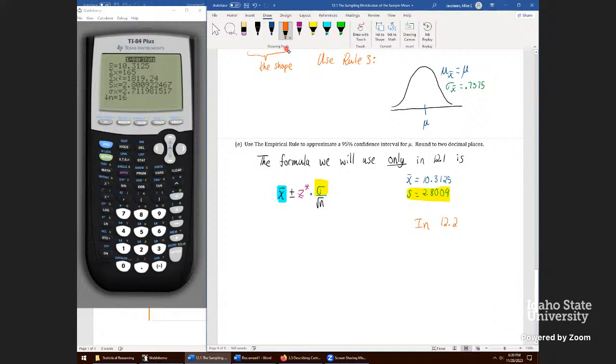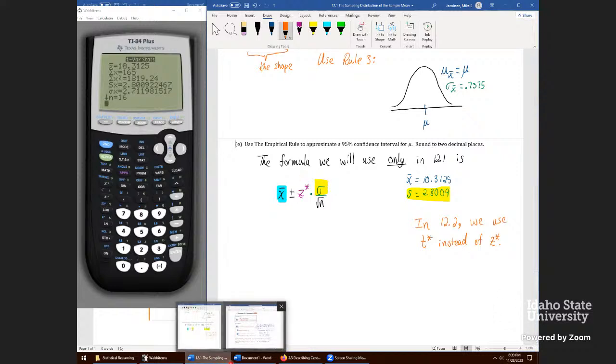In 12.2, we use T star instead of Z star. So when we put in sample data in for sigma, like we're about to do, that value gets bigger. And it gets bigger in a very methodical way. So that's what 12.1 is going to specify, or excuse me, 12.2. But we're not there yet, so we're going to proceed and do this problem like it was done historically in the past. Any questions first, folks, before we start plugging in the information?